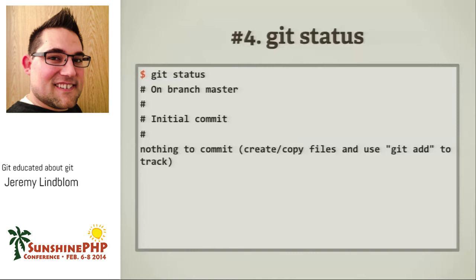Another command, git status. This is probably going to be your best friend. I think I've typed this command by far more than any other git command. It gives you the status of your git repository, very reasonably named. If you do it in your empty repository, it's going to say something like on branch master. It'll say initial commit because you haven't done anything yet. And then if you haven't made any changes, it'll tell you you have nothing to commit. The great thing about the status command is that it tells you what you need to do next. So this says nothing to commit, create and copy files, and use git add to track them. So that's what we're going to do next.